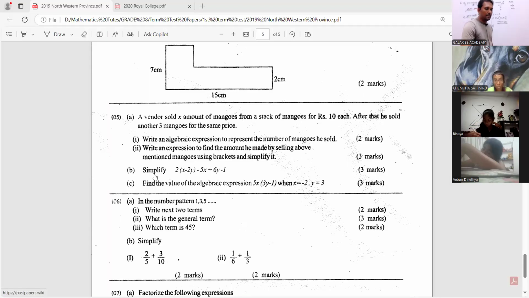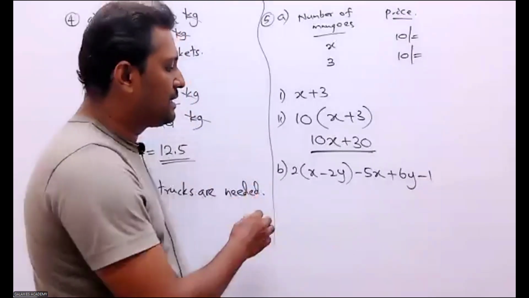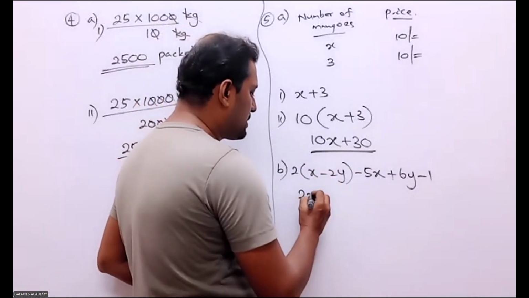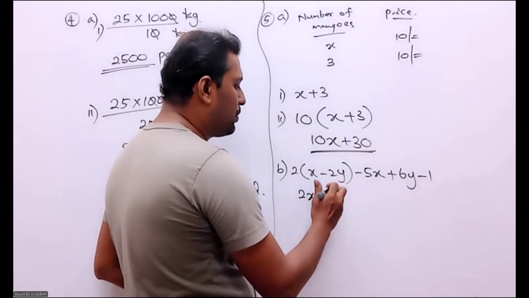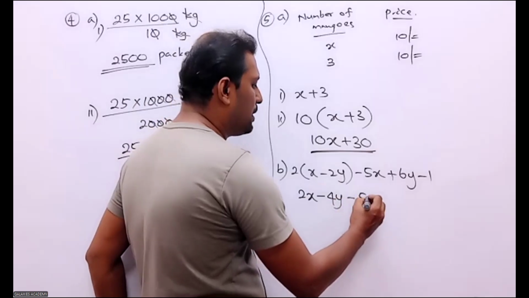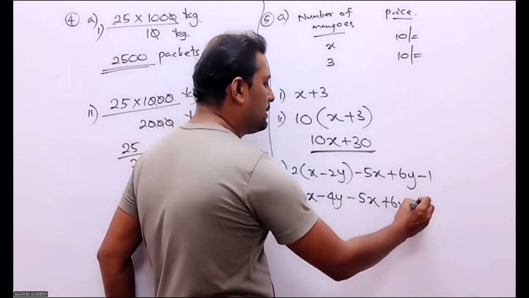Right. Then the simple B part is given: 2 bracket x minus 2y, minus 5x plus 6y minus 1. You have to simplify. When you simplify this one, you have to remove the bracket. 2 multiply x, 2x, plus 2x. 2 multiply 2y, 4y. Positive multiply negative, negative. Then also another 3 terms you can see here like this.